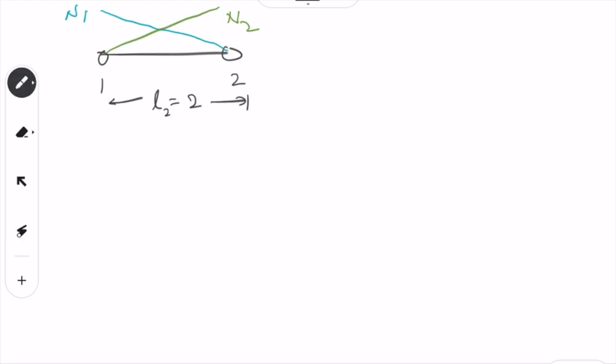So we can find out the expression basically. We can go this way also: if it is the local coordinate system, typically in this case you take x equal to 0 and x equal to L2 like this. Yeah, so this is the local coordinate system.